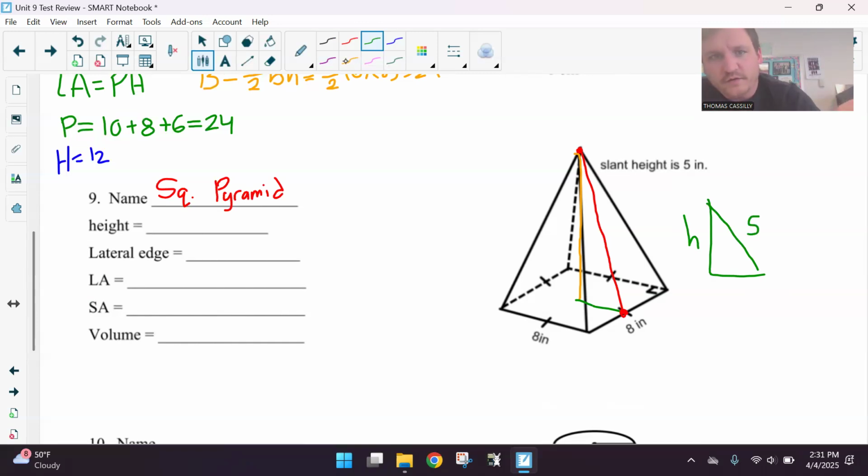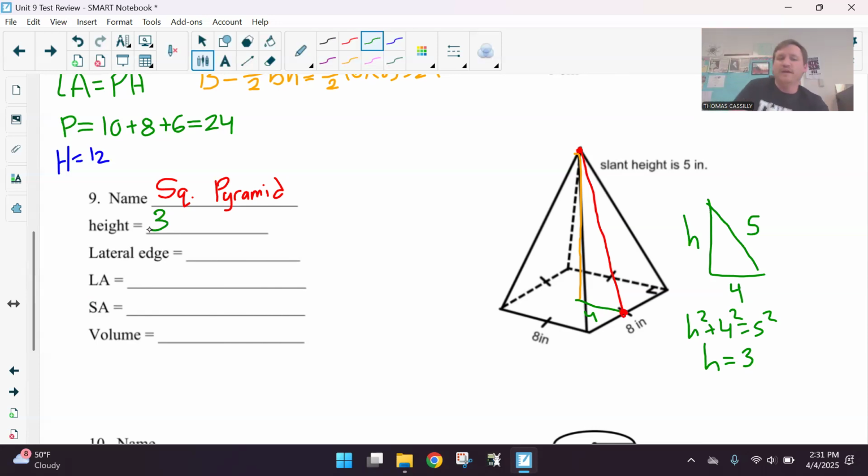This piece right here is going to be a 4, right? I know the side lengths have a side length of 8. So if I just chop that in half, then I'm going to get 4 right here. And again, Pythagorean theorem, so h squared plus 4 squared equals 5 squared. That's another Pythagorean triple, so the height here is 3.